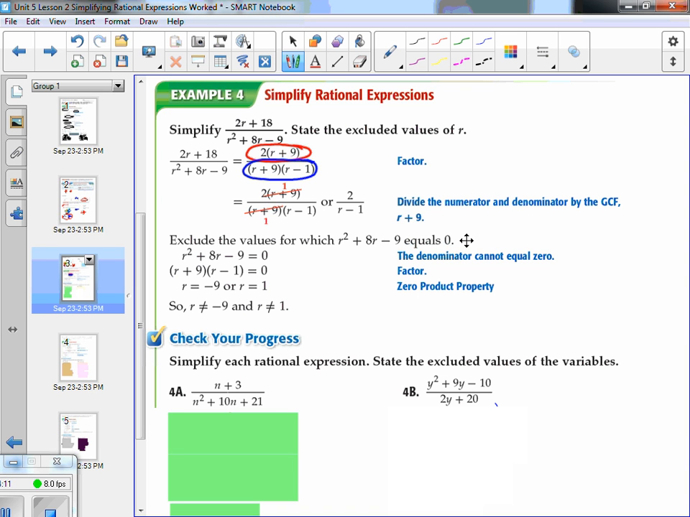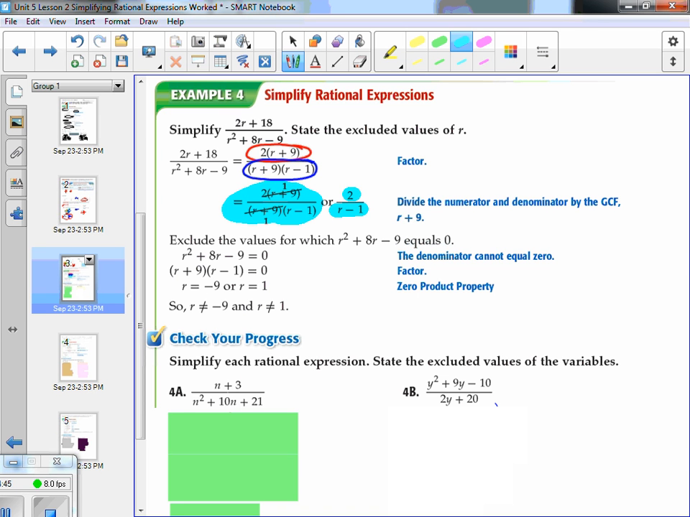See how you now have a factor of r plus 9 in the numerator and in the denominator? And isn't r plus 9 divided by r plus 9 1? So that's what they're doing here on this step. They're dividing r plus 9 by r plus 9 and getting 1. So in the numerator, 2 times 1 is 2. In the denominator, 1 times r minus 1 is r minus 1. We're going to do a bunch just like that. So are there any questions on that one?